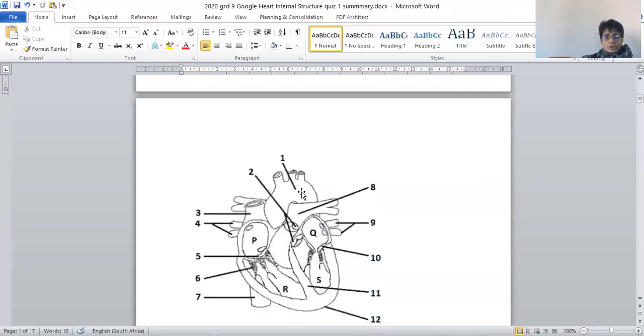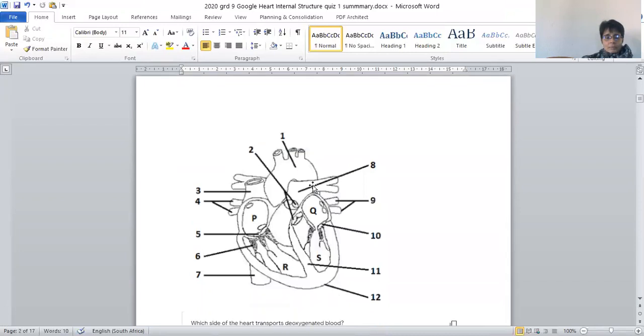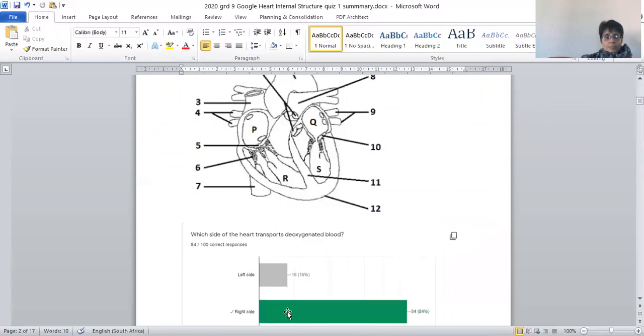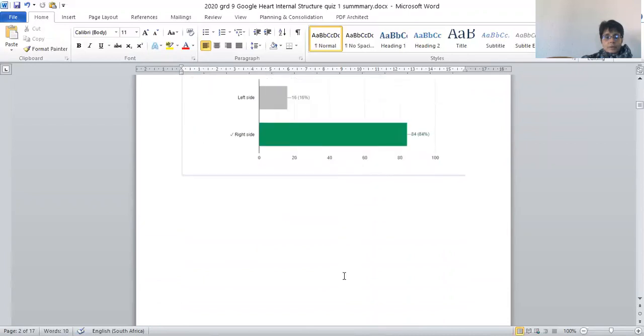All right, so I'm going to go through each question, and I've put the diagram here as well. Which side of the heart transports deoxygenated blood? You are looking at the heart in someone's chest as if you are standing in front of them. So this is the right side of the heart, that is the left side. The right side of the heart pumps deoxygenated blood. 84% of you got that correct.